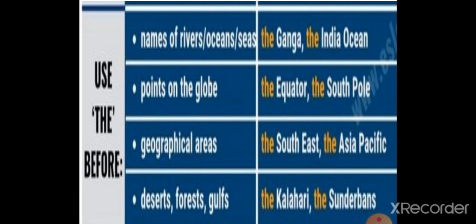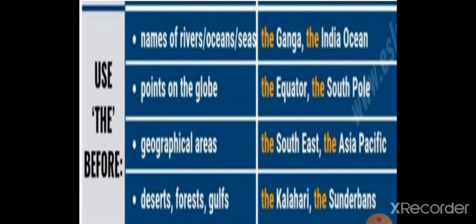The Ganga, the Brahmaputra, the Indian Ocean, the Pacific Ocean, the Atlantic Ocean. Okay, points on the globe, the Equator, the South Pole, the North Pole. Then geographical areas, the Southeast, the Asia Pacific. Then with deserts, forests and gulfs, for example the Kalahari Desert, the Atacama Desert. Then the Sundarbans. With all these geographical features we use the.